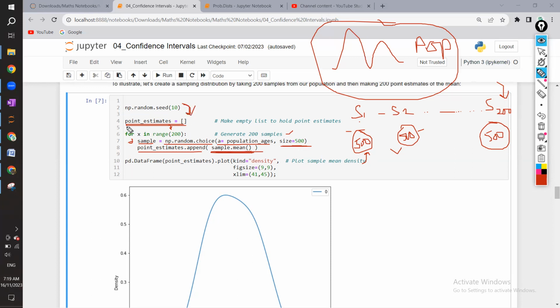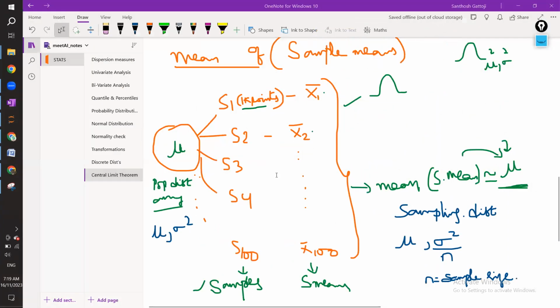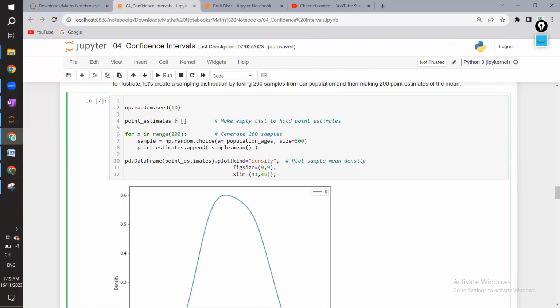So now how many values will be there in this point estimate? 200 values. And all those are means. All those are sample means: x1 bar, x2 bar, like that up to x200 bar. All those are sample means, whatever you are doing here. That is what we have in this point estimate.